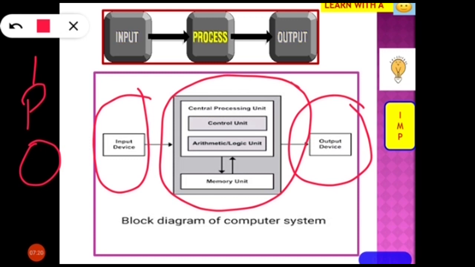Now within the CPU we are finding the control unit and the arithmetic logic unit. We'll deal with it later. Then you have another section for storage of data, which is done by the memory unit.